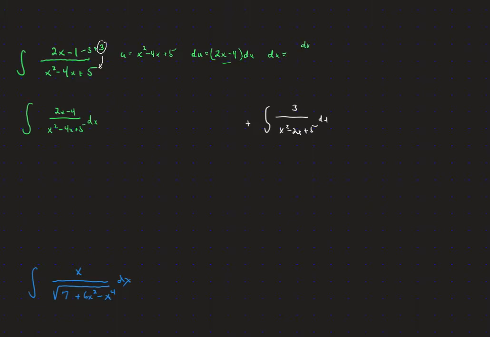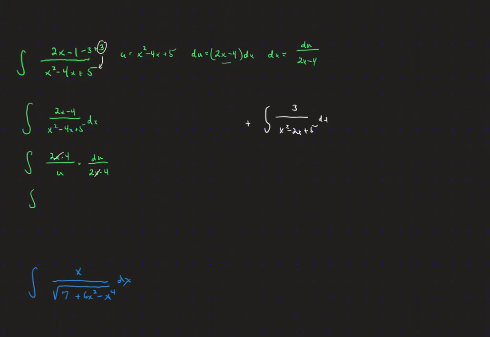So the dx is going to be du over 2x minus 4. And this integral will become, here's our 2x minus 4 that we kind of helped create. We're going to call all of this stuff u, and we're going to replace the dx by du over 2x minus 4, which is great because those are going to cancel.